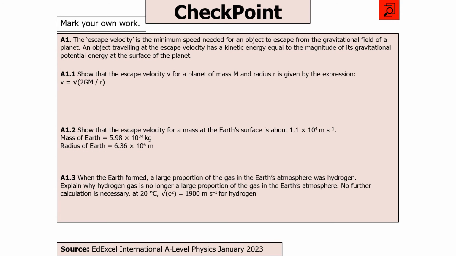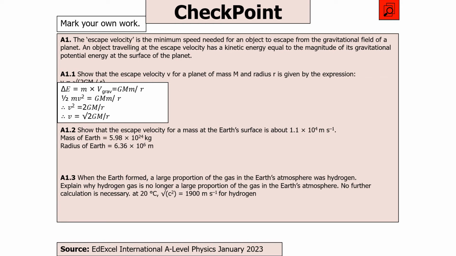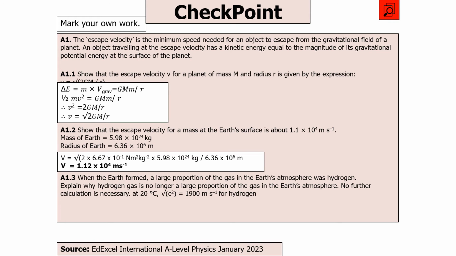Right, so what we can say is that the energy is equal to m times the change in potential, which is equal to GMm over r. We can therefore say a half mv squared, which is the change in energy, is equal to GMm over r. So therefore v squared is equal to 2GM over r, so v equals the square root of 2GM over r. You can put in all your values given in the previous question and work it all through. G is given on the equation sheet, and we get 1.12 times 10 to the 4 meters per second.